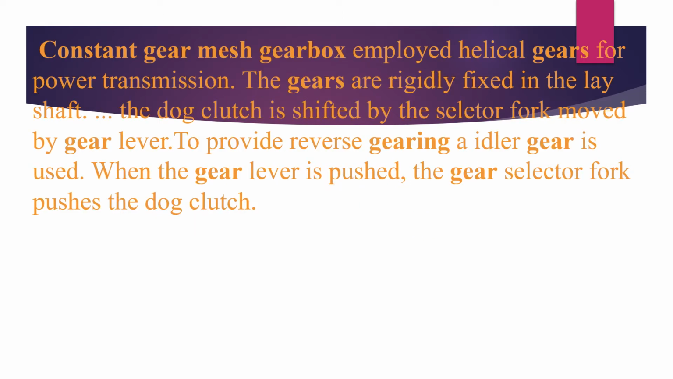Constant mesh gearbox employs helical gears for power transmission. The gears are rigidly fixed on the lay shaft. The dog clutch is shifted by the selector fork moved by the gear lever. To provide reverse gearing, an idler gear is used. When the gear lever is pushed, the gear selector fork pushes the dog clutch.